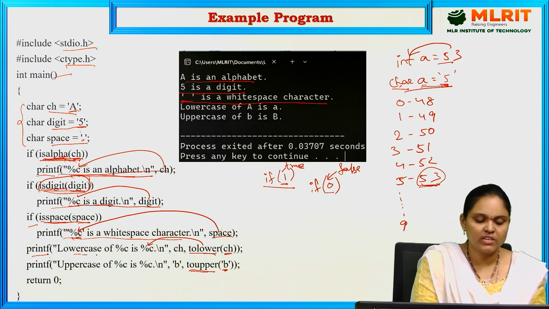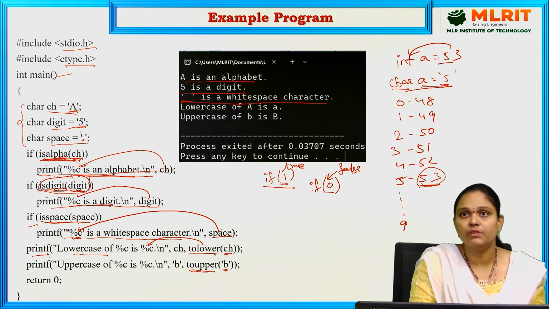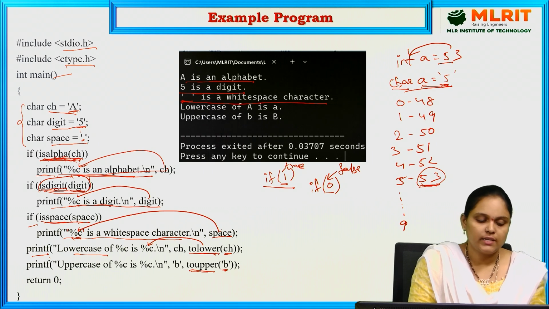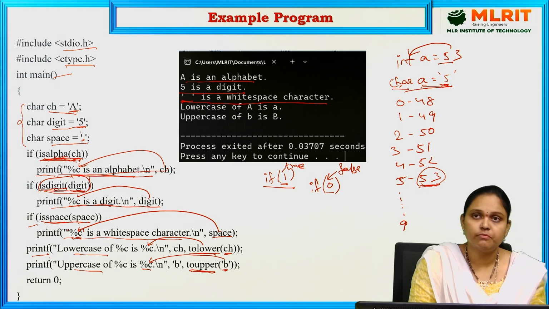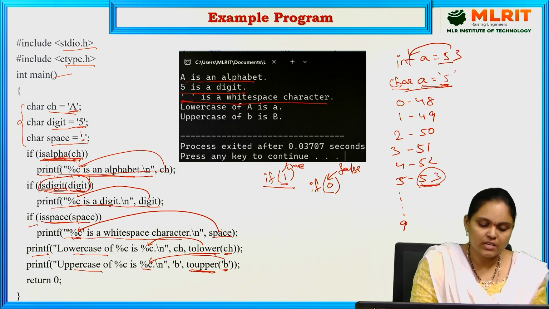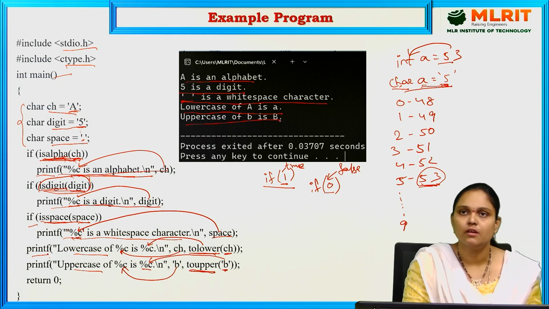And the next is the lowercase character. So by using the printf statement, whatever we have for the lowercase character, here we have A in uppercase, so we are converting it to a lowercase character by using this tolower function. And the next is the uppercase character. By using the toupper function, the b we are converting into an uppercase character and it will be placed in the second control string. And the ch value is a, that will be placed in the first control string, and here b is the value, so that will be placed in the first control string in the last printf statement. So that is the reason why we got lowercase of a is a and uppercase of b is B.